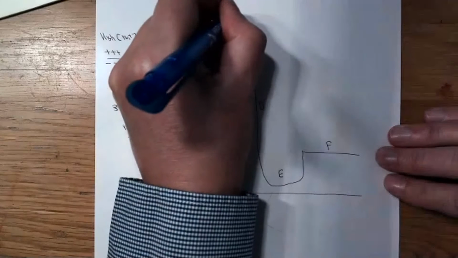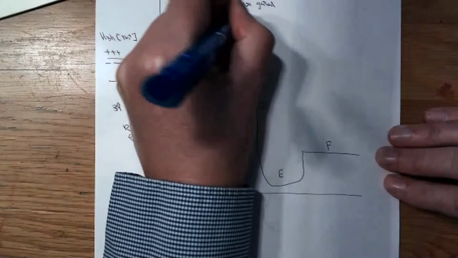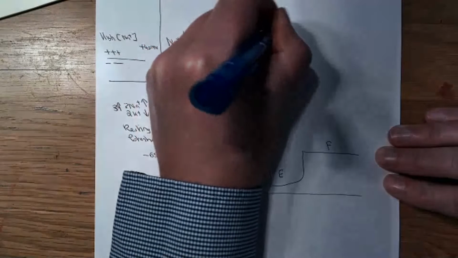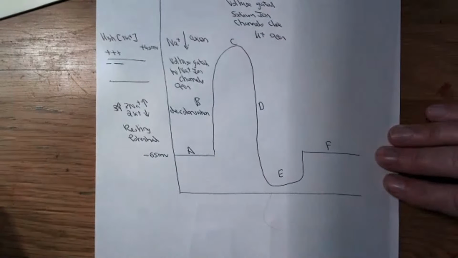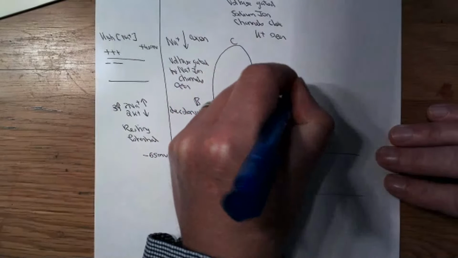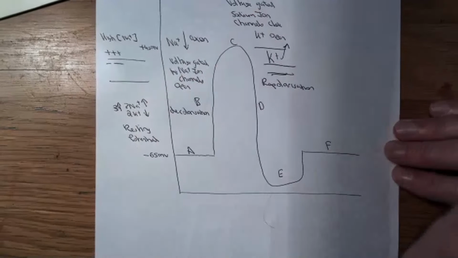So at C, the voltage gated sodium ion channels close, and the K plus voltage gated ion channels open. And that leads to D, which is repolarization. And because the potassium channels are open, K plus moves out of the axon down the concentration gradient.